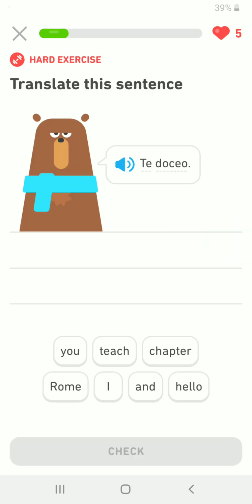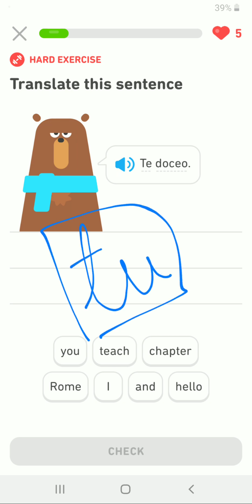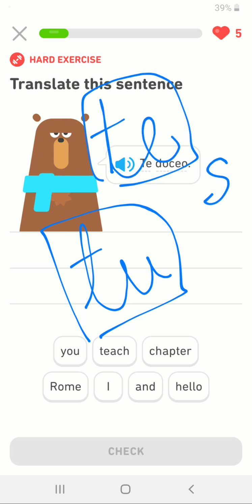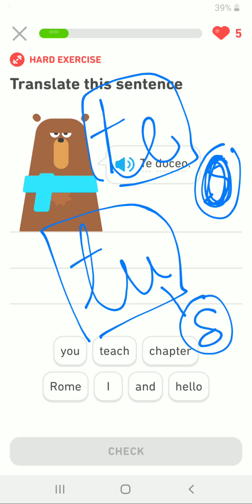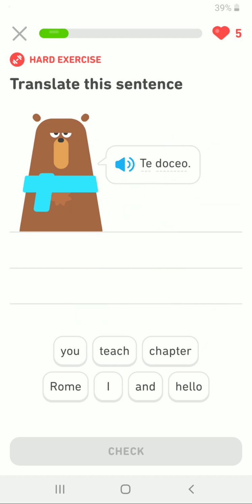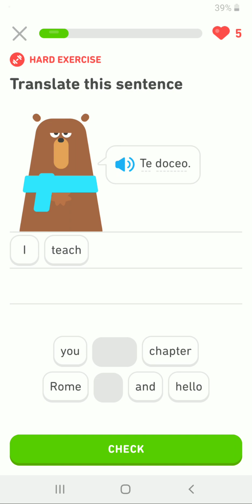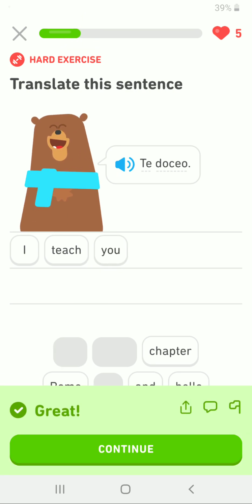Te doceo. I have no idea what it is. Doceo is to teach. Okay. To teach is doceo. I teach you, I guess. You. Te doceo. So the subject pronoun becomes te, as it is an object here. Here it would be the subject pronoun, object pronoun. And so I teach you. Simply, te doceo.